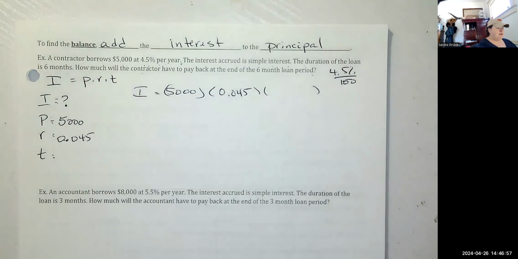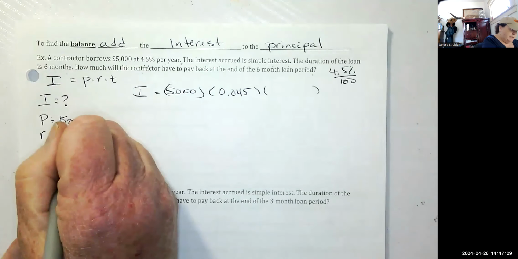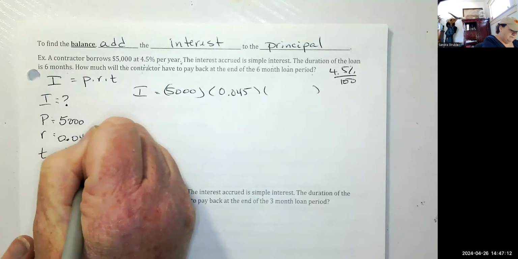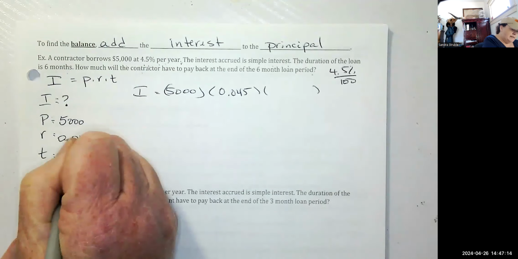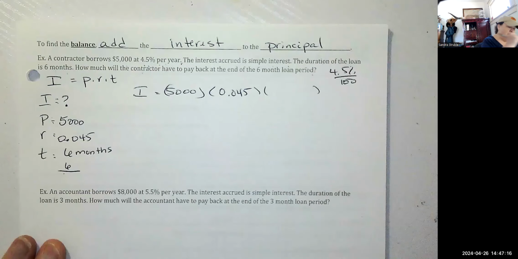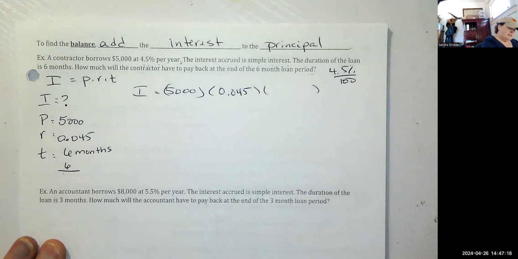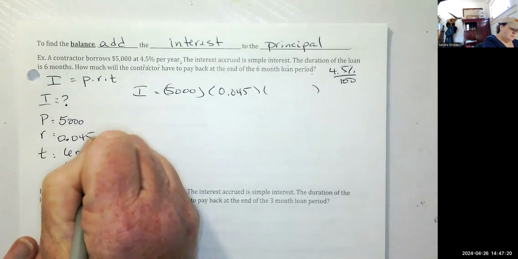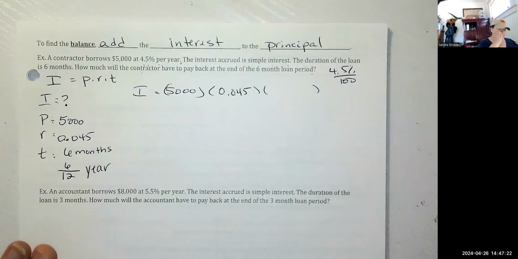All right, time. Time is happening every 6 months, right? So how much is that out of a year? Because time has to be represented in years. So if time is 6 months, what is that? Well, how many months are there in the year? Because that would be 6 months out of 12 months would be a year, right?